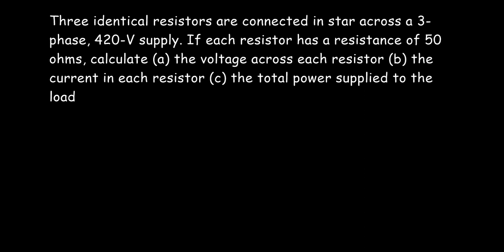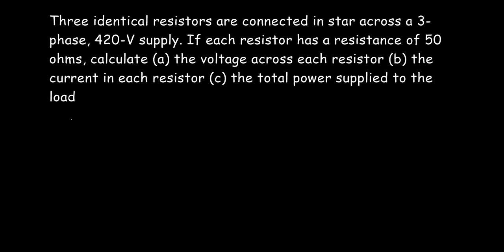So the question says we have three identical loads, which means that all the loads are the same. So for that reason, they are all going to have resistance of 50 ohms. For this reason, we can calculate the voltage drop across a single resistor, and then that will be the same as the voltage drop across the other two, same as the current also. Let's look at how you are going to solve it.